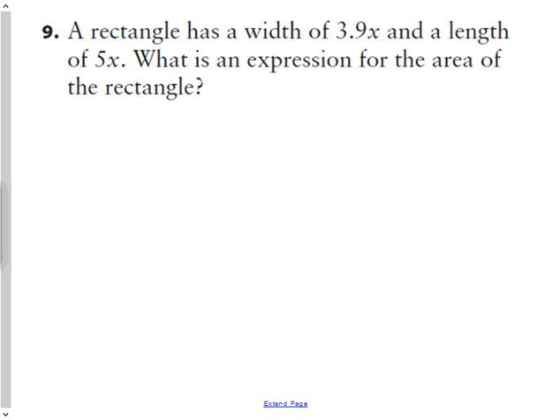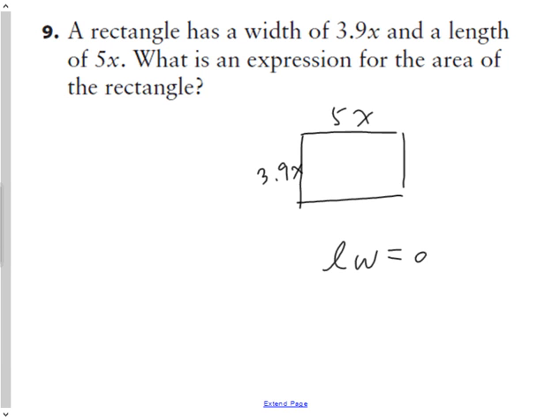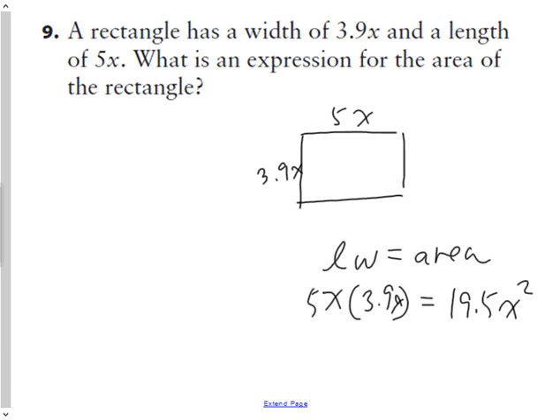Question 9. A rectangle has a width of 3.9x and a length of 5x. So if I wanted to draw it, I'd have 3.9x and 5x. What is an expression for the area of the rectangle? Well, obviously, length times width equals area. The length could be 5x multiplied by the width of 3.9x, and therefore 5 times 3.9 is 19.5 x squared would be the area. So there's the expression that represents the area, and there's the area itself.